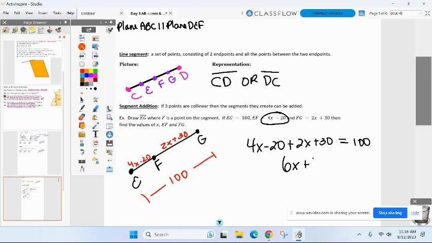6x plus 10 equals 100. 6x equals 90. And if you need it, you got your calcs. I'm not the type. I'm always the one that says if you have it, use it. I am not the type to say, oh, you should not need a calculator for that. Okay, who cares? If you have it, use it.